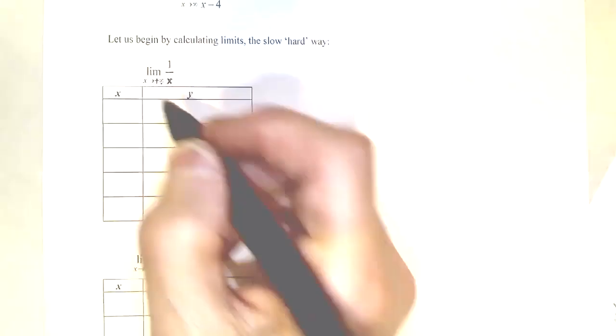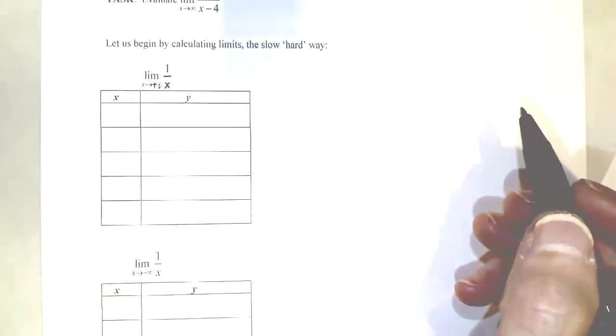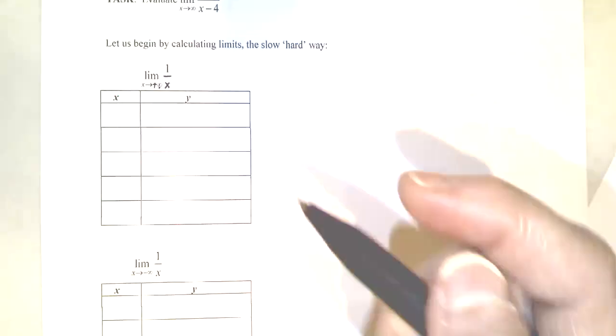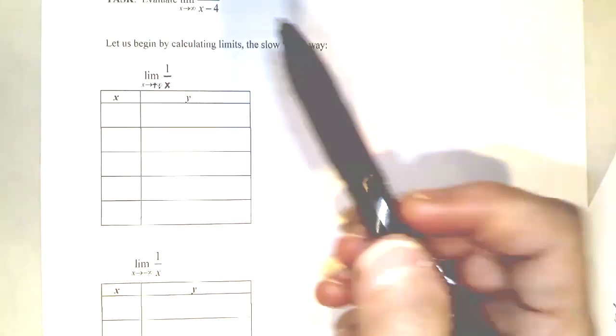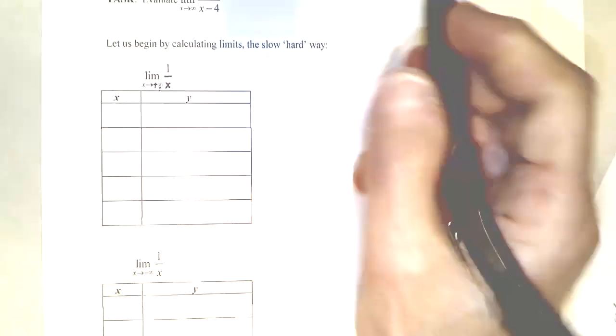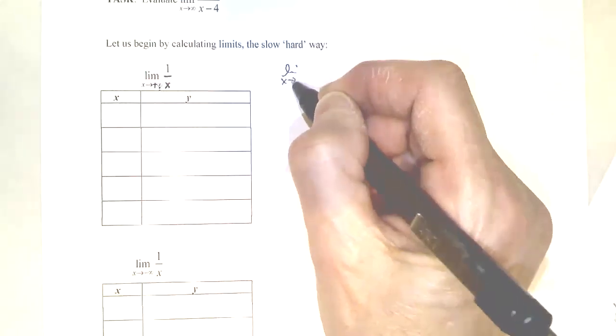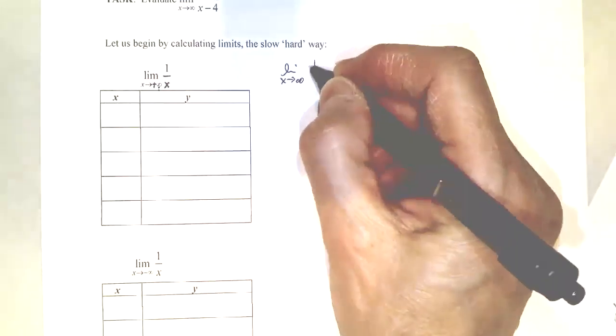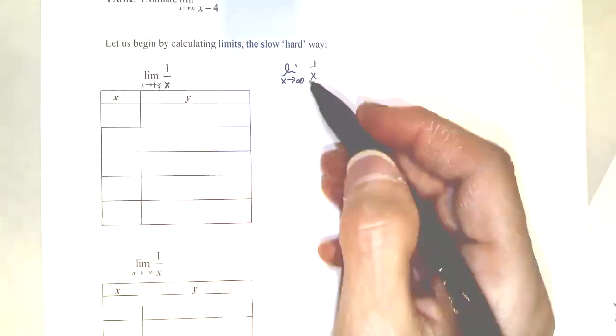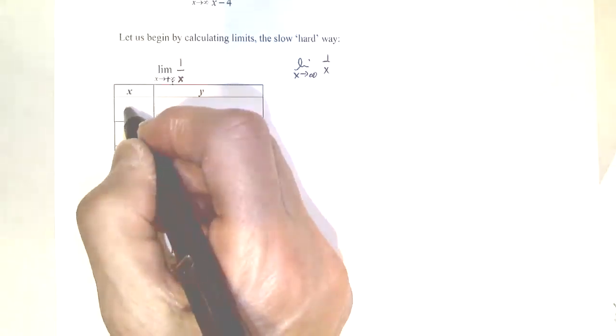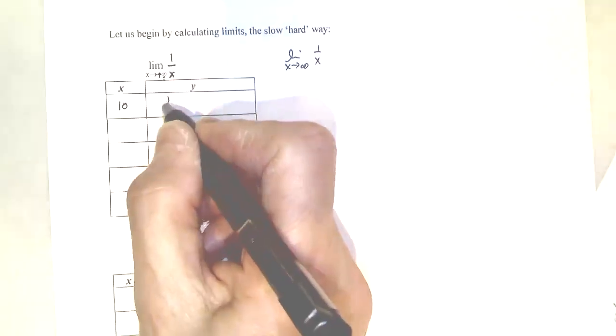So what I'm evaluating is the limit as x goes to positive infinity. That means that I should let x take on larger and larger values because x is going to positive infinity. That might be a little hard to read, so I'll rewrite it over here. So as x gets increasingly large, we want to see what happens to y. So we begin with values for x. If x is 10, y is 1/10, which is 0.1.